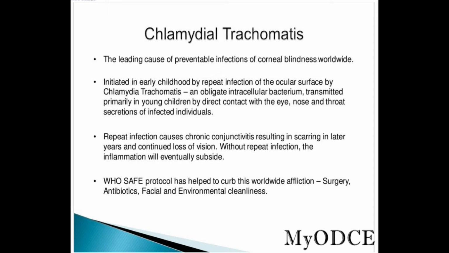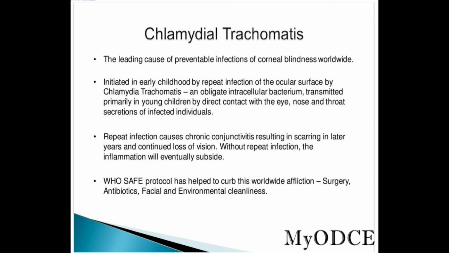So usually initiated in early childhood by repeat infection of the ocular surface by C. trachomatis, which, to refresh our memories, is an obligate intracellular bacterium transmitted primarily in young children by direct contact with the eye, nose, and throat secretions of infected individuals. Usually, this is the scenario where you have overcrowding, many people living in very close proximity, sometimes multiple people in one room, and they just cannot escape the infected person. Little kids sharing the living space will then at some point come into contact with eye, nose, or throat secretions and therefore get infected, and also be open for repeat infection.